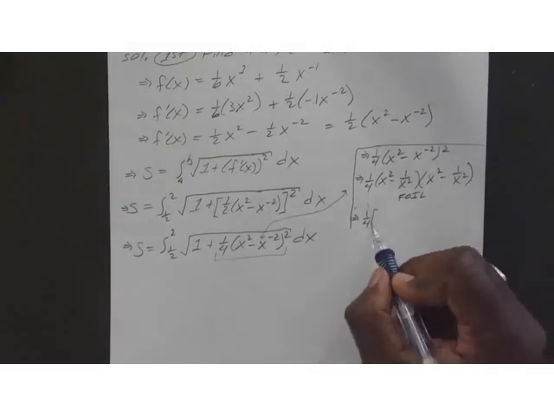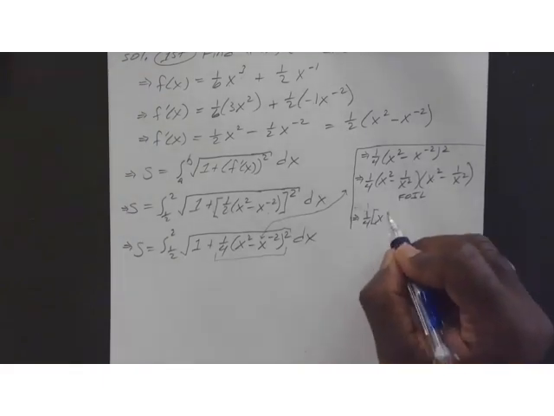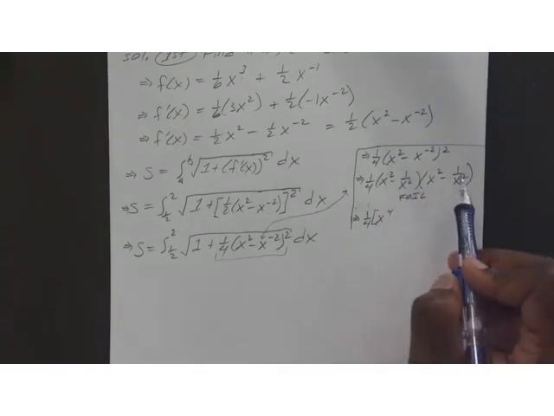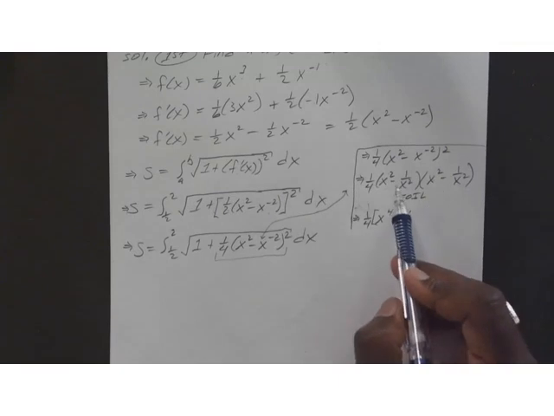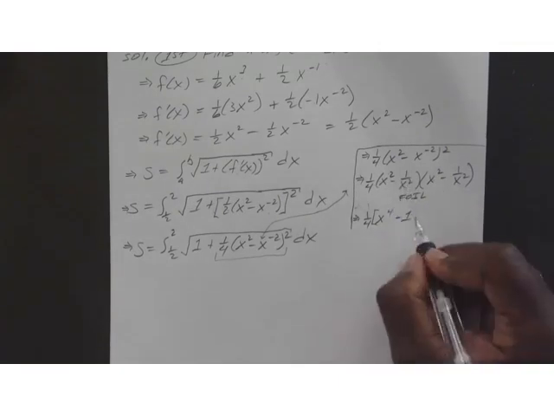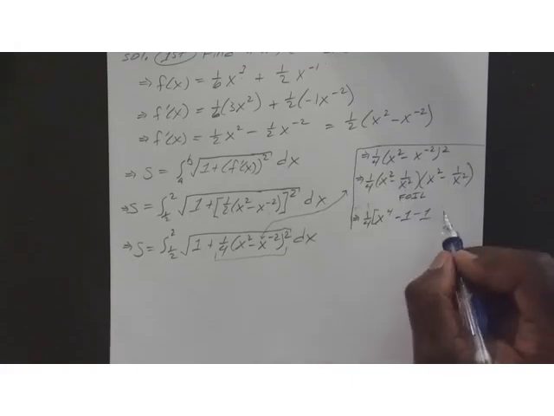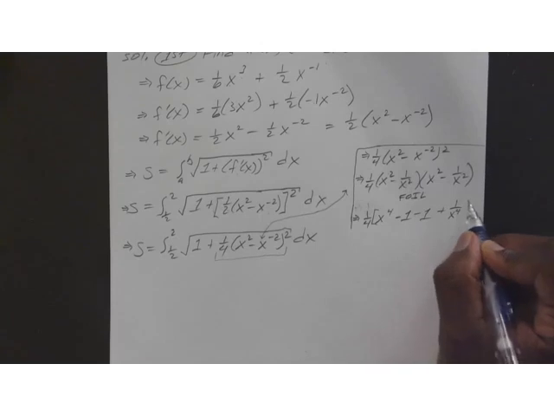So we have 1/4 times, we multiply the first terms, we get x to the 4th power. We multiply the outer terms, we have x squared times negative 1/x squared. This is just negative 1. Same thing with the inner term, x squared times negative 1/x squared is just negative 1. The last terms, you have negative 1/x squared times negative 1/x squared is just positive 1/x to the 4th.